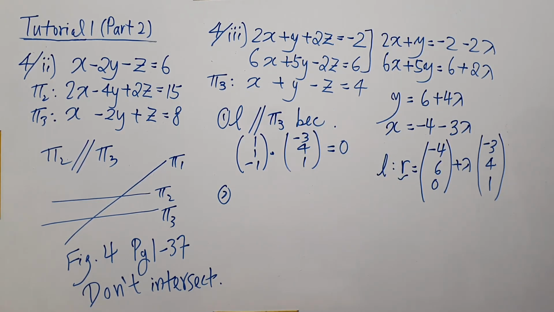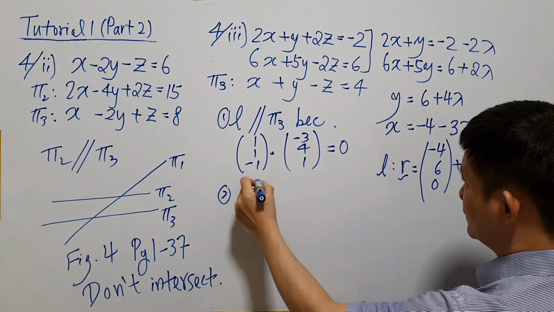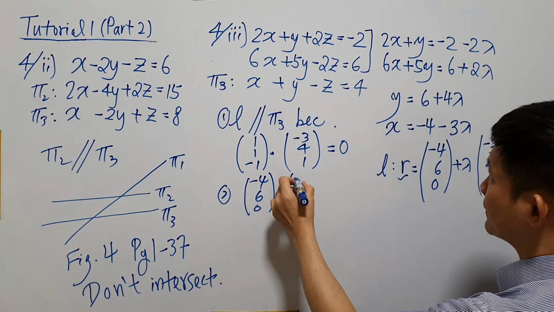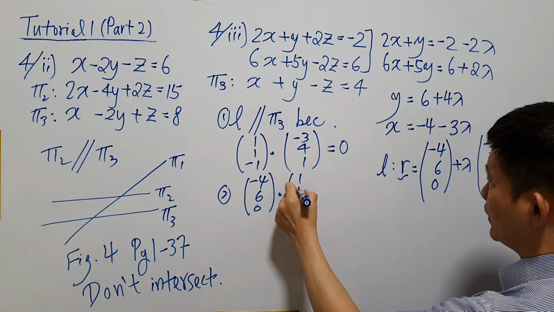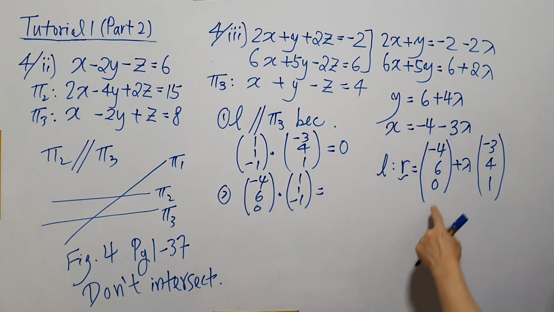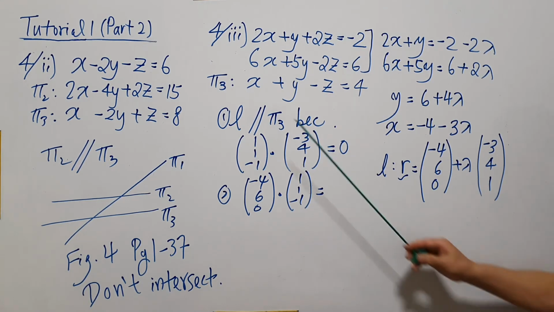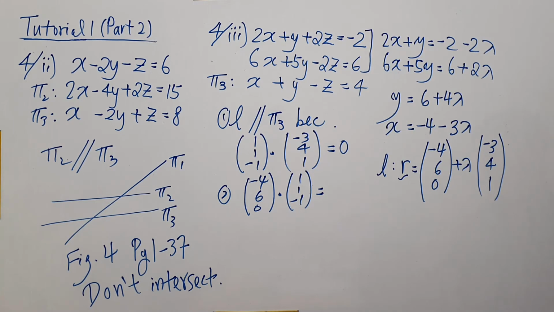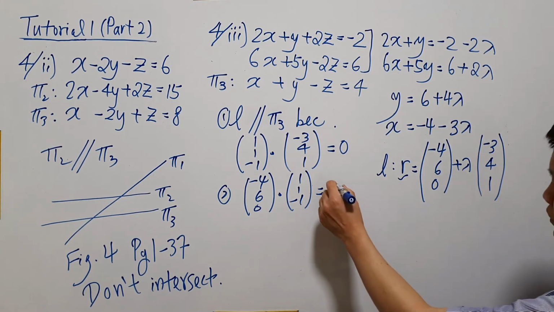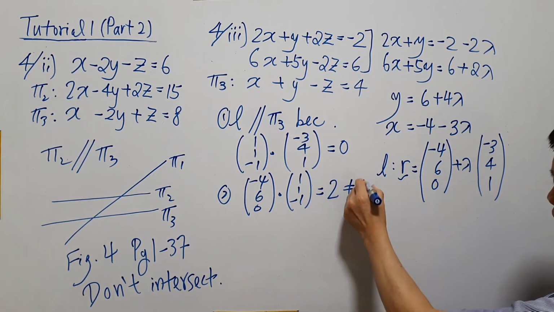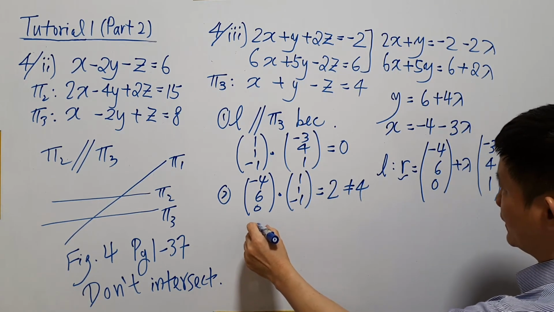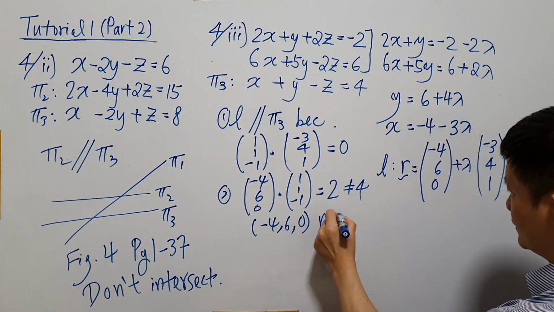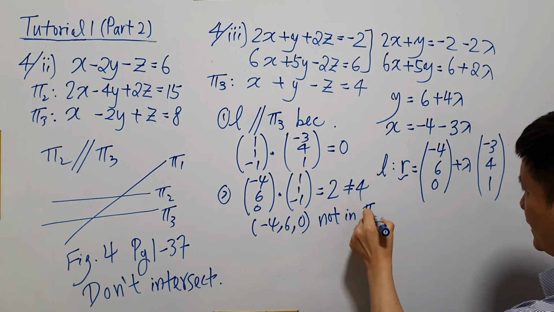Let's check again. You take minus 4, 6, 0 and dot it with 1, 1, minus 1. You take this point, dot product with the normal vector, and check whether or not it's 4. This gives me 2, which is not 4. So this point, minus 4, 6, 0, is not in the third plane.